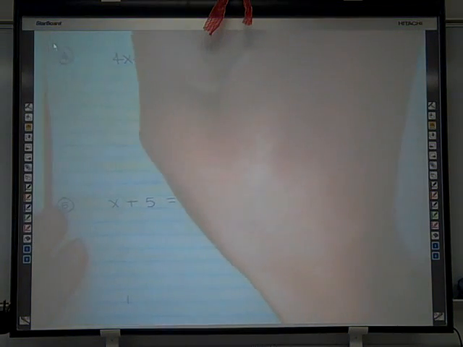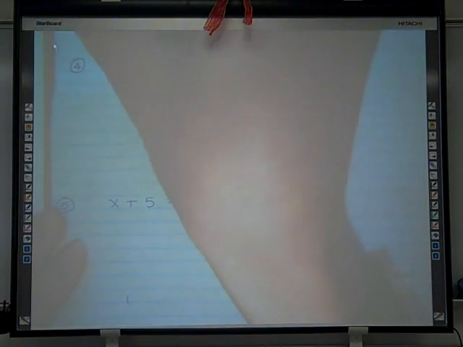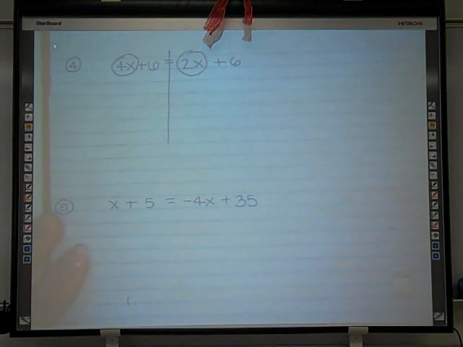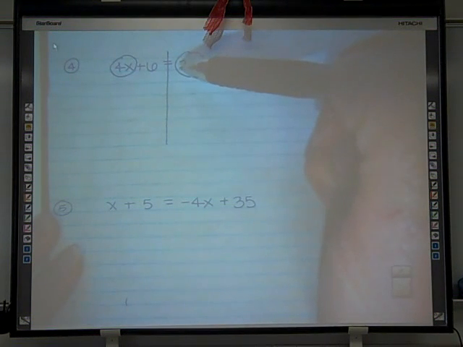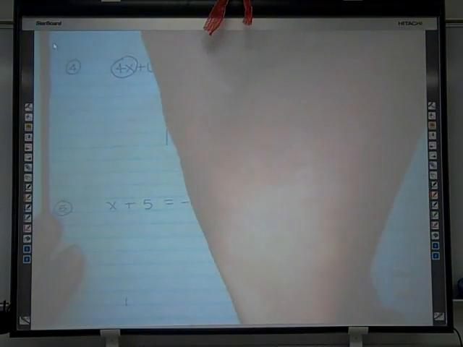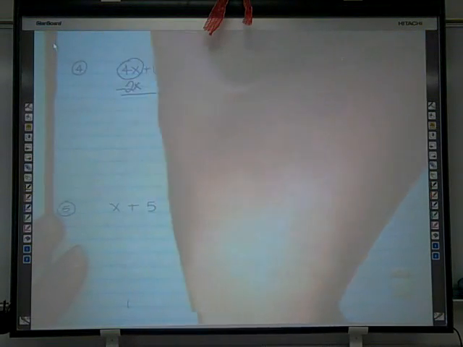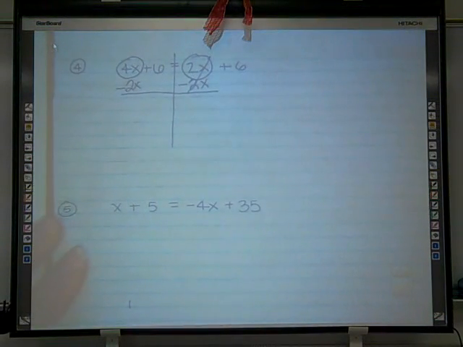Number 4, we have to once again circle the 2 terms that have the letters. This time you'll notice that they're on opposite sides of the line. That means we have to use the opposite operation. Well, 2 is the smaller number. It is positive. The opposite of positive is going to be negative or subtraction. The 2x's are gone.